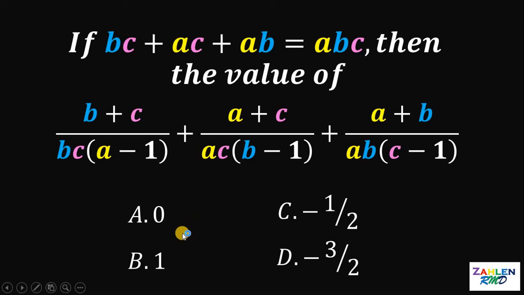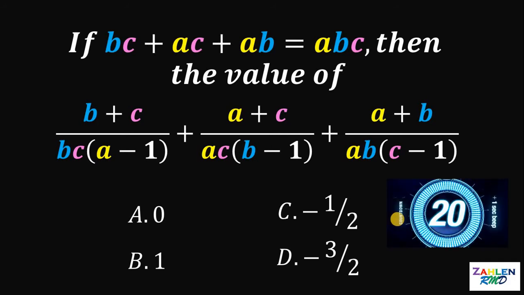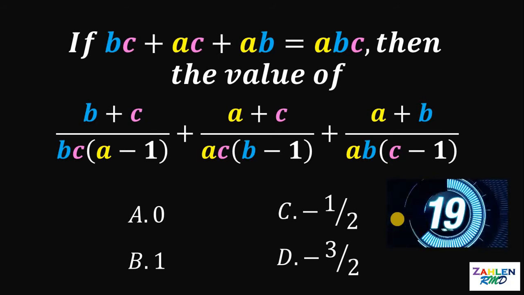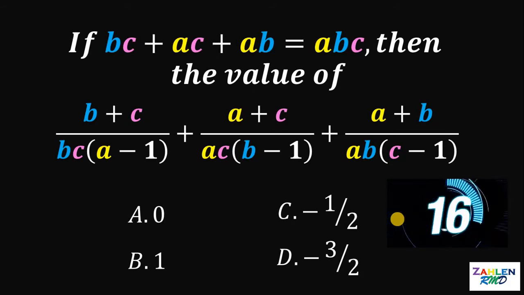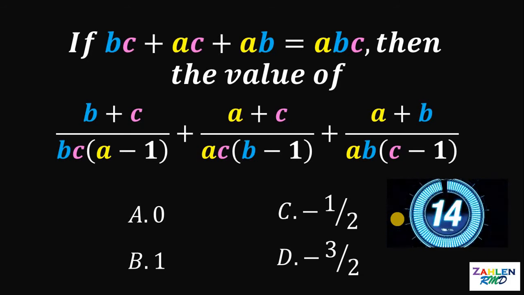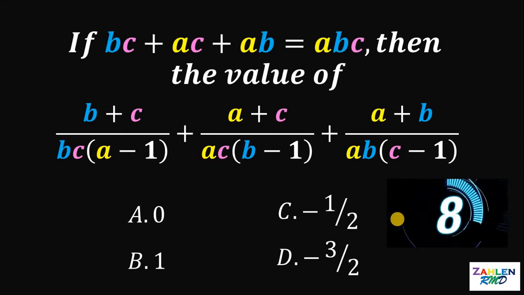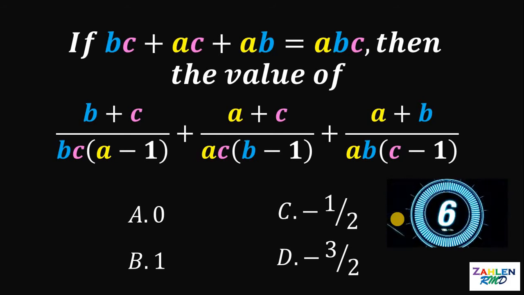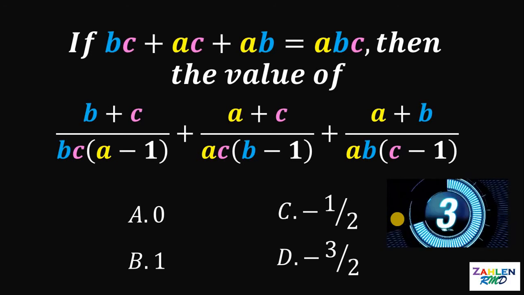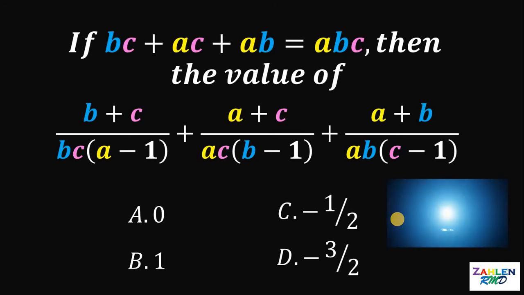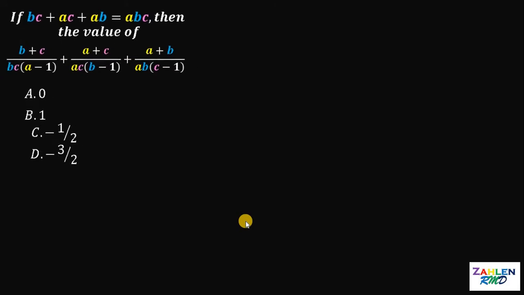Now, is it letter A, 0; letter B, 1; letter C, negative 1 half; or letter D, negative 3 over 2? If you want to try this problem, just pause this video. We have 20 seconds and the timer starts now. Time's up. Now, let's answer this question together.